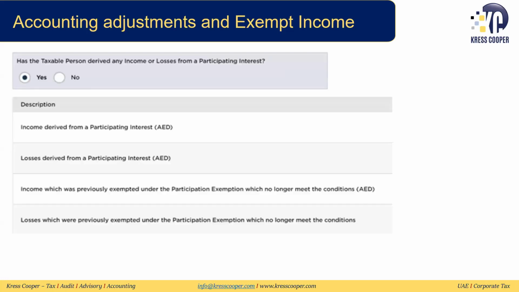And then it will ask you if you have derived any income or losses from this participating interest. If you click yes, then it is asking you to plug in the amounts for the income that you have derived from this participation interest. This is for qualifying participation interest. Then the losses that you have derived, and income which was previously exempted under participation exemption which no longer meets the condition, then the losses which were previously exempted which no longer meet the condition. Now, this is not applicable for the current period since this is the first tax return, so there will not be any amount to put here. But in subsequent tax returns, you will need to put in the amount if a participation exemption is not meeting the condition anymore, and then you need to make the adjustments for what was previously exempted here.